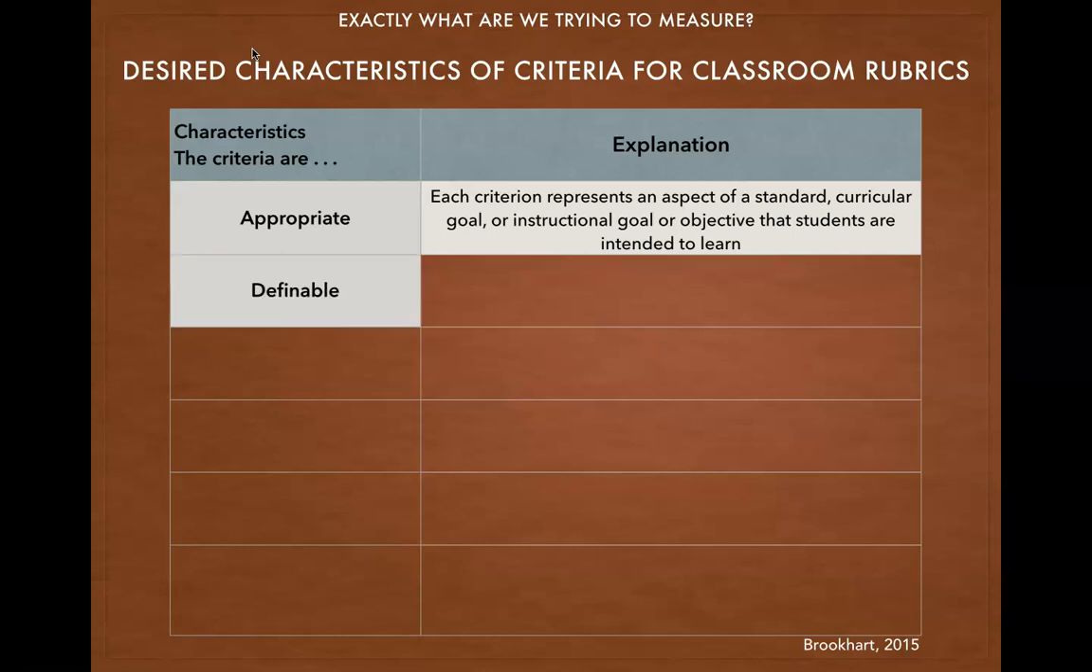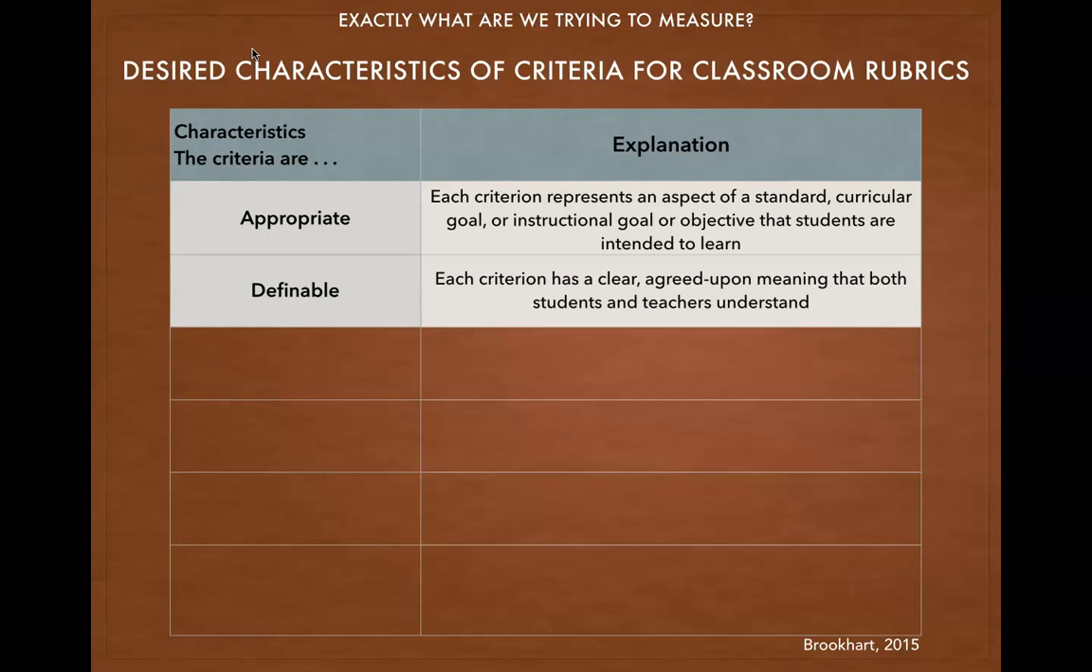Our criteria are definable, right? They're not out there and loose and floating. Each criterion has a very clear, agreed upon meaning that both students and teachers understand. So you can't write your rubrics or your criteria in teacherese. They need to be written in a format that your students understand. That's going to depend, obviously, on what grade level, age level, that you teach. But your criteria need to be understandable by your students. They're not done in some education language that hardly anybody understands.